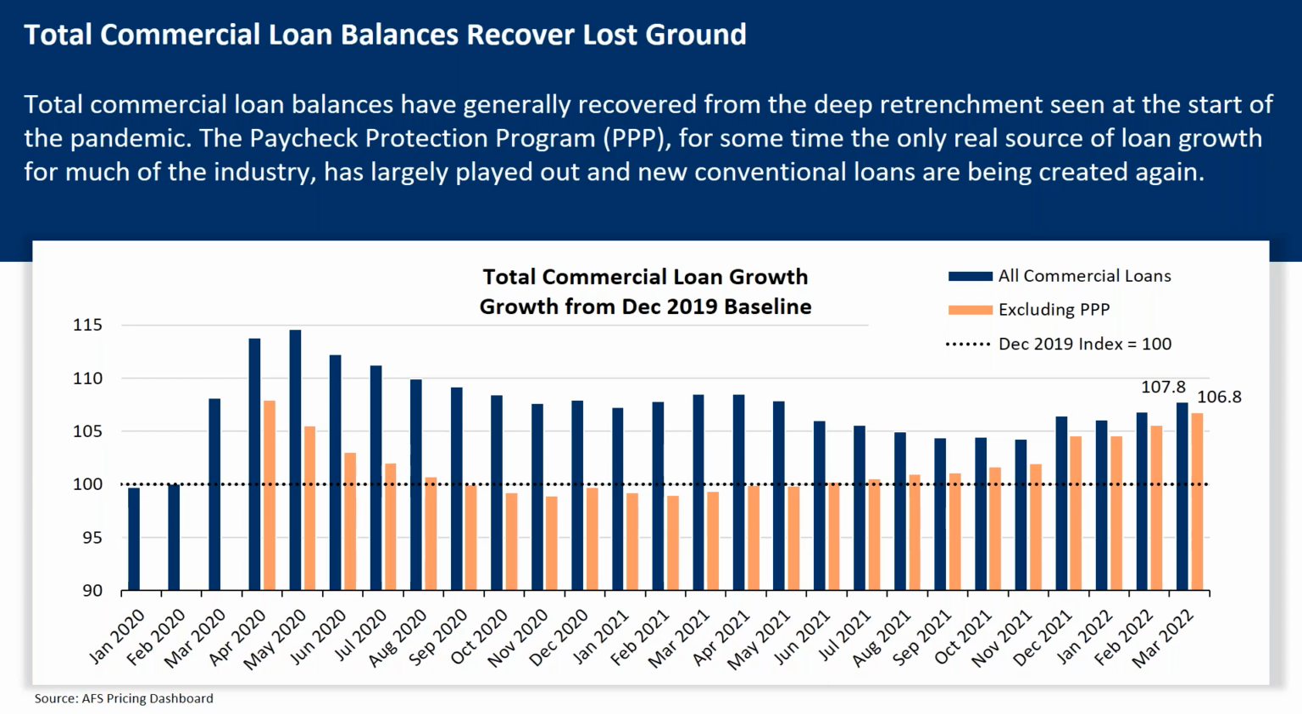Notice that since December of 2021, balances have continued to grow through the first quarter to the highest level seen since the onset of the pandemic. Also note that the differential between the blue bar and the orange bar in March of 2022 is very small, and this represents the small remaining PPP balances outstanding. So to summarize these first two slides, balances for commercial lending were up in the first quarter despite the interest rate hike and the macroeconomic headwinds that we saw.